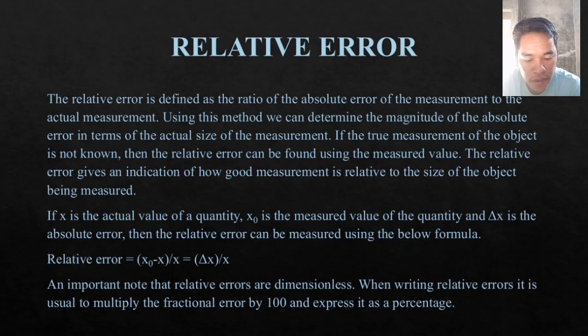If x is the actual value of the quantity, x0 is the measured value of the quantity, and delta x is the absolute error, then the relative error can be calculated using the below formula. Relative error equals (x0 minus x) divided by x, which equals delta x over x. An important note: relative errors are dimensionless. When writing relative error, it is usual to multiply the fractional error by 100 and express it as a percentage.